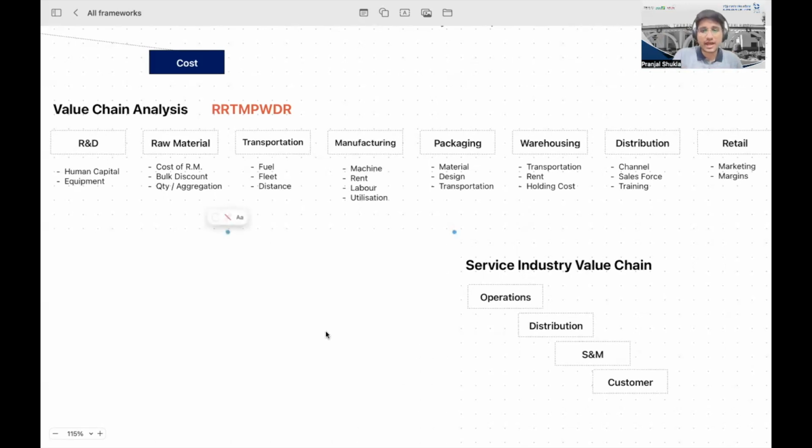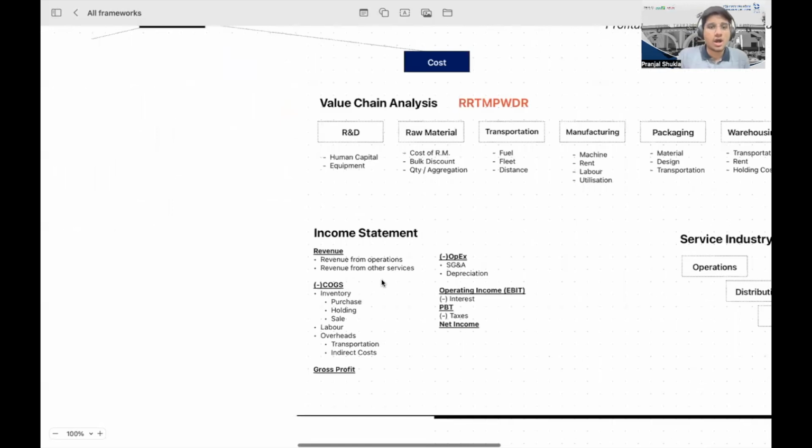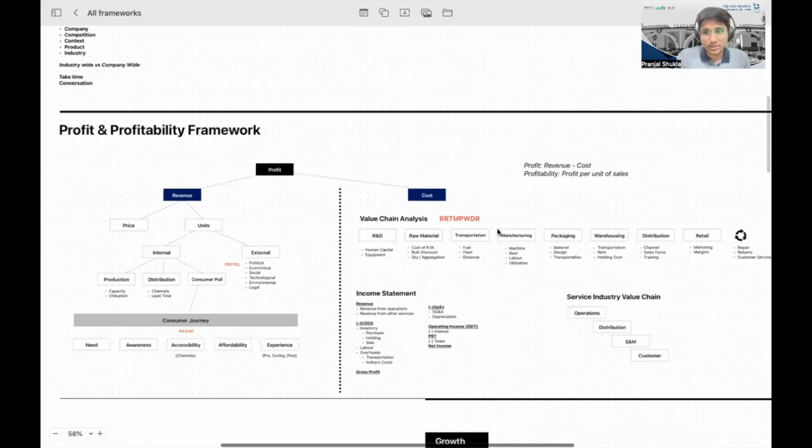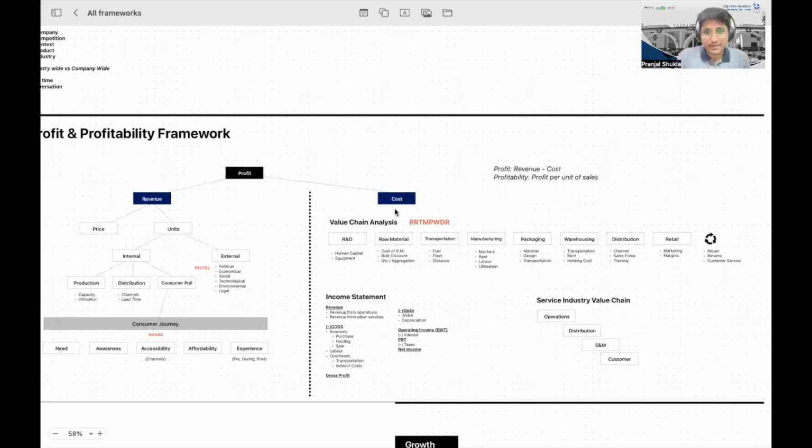like. So with that, we have completed our profit and profitability framework. A quick look here. Yeah, so this is our profitability framework, and I'm sure that you would be able to solve cases now.